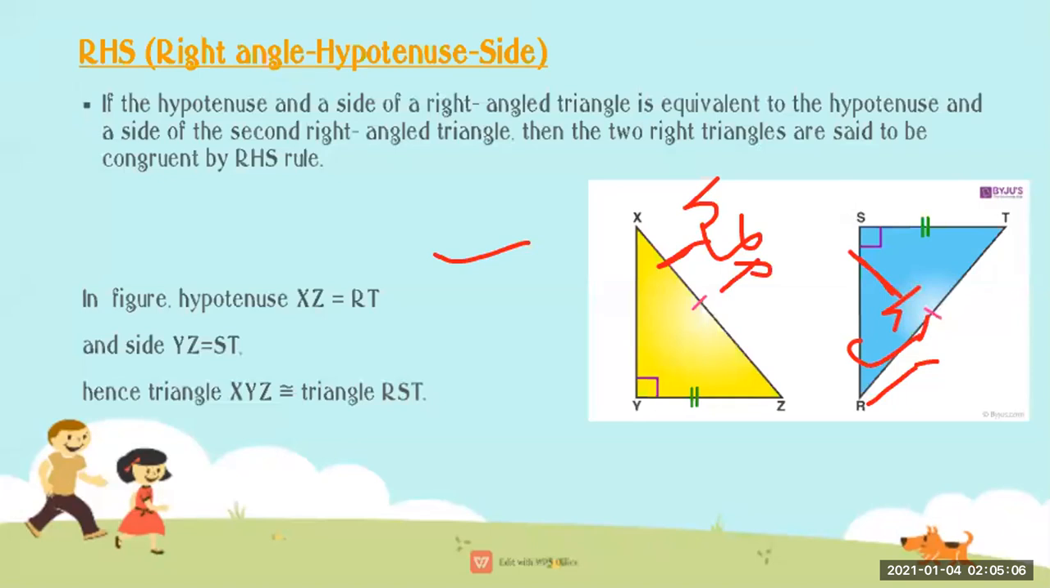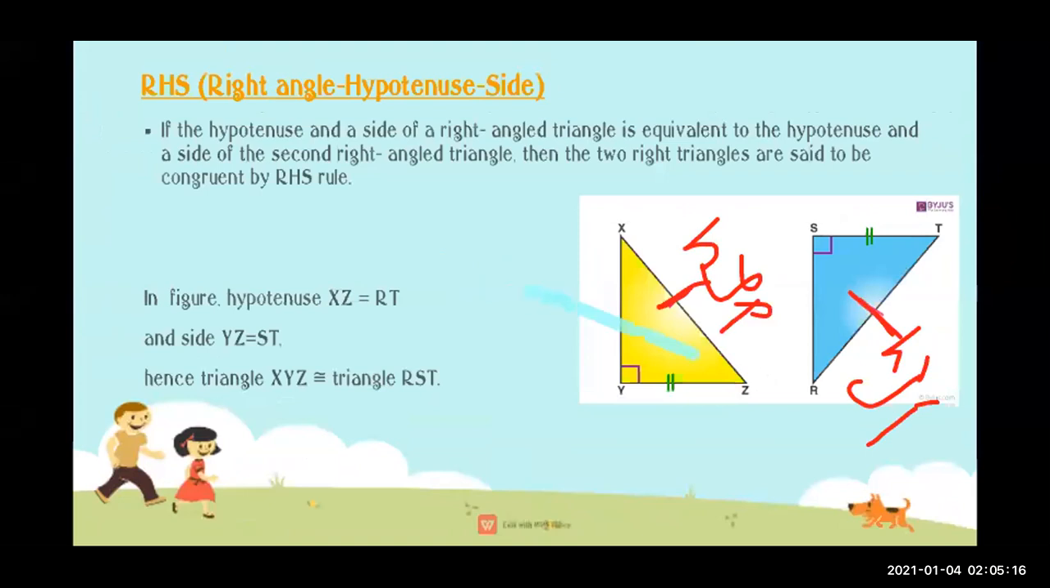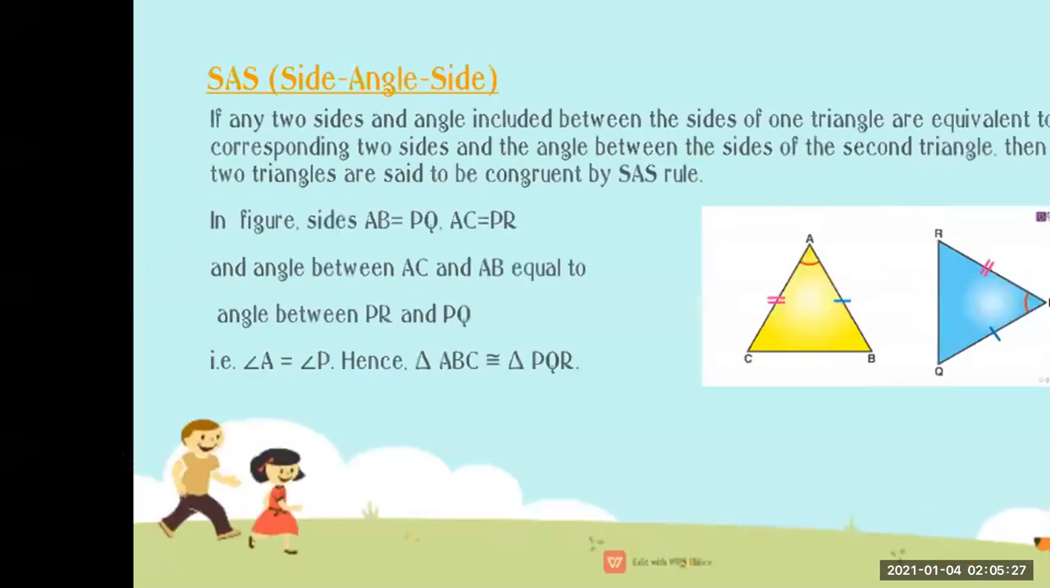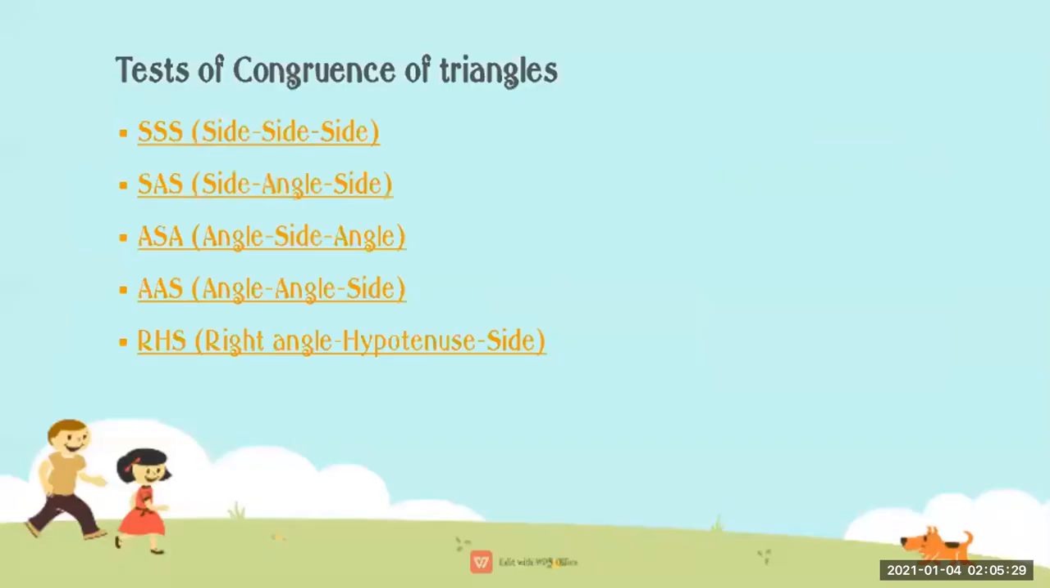Now we have learned the five tests. Okay. We have learned the five tests, that is side side side test, side angle side test, angle side angle, angle angle side, and hypotenuse side test or right angle side test.